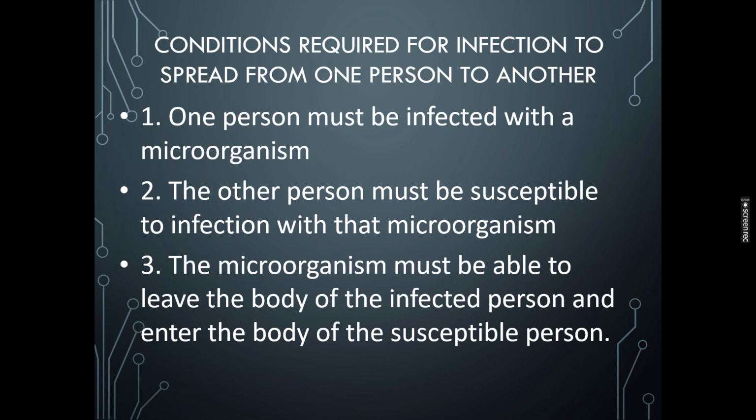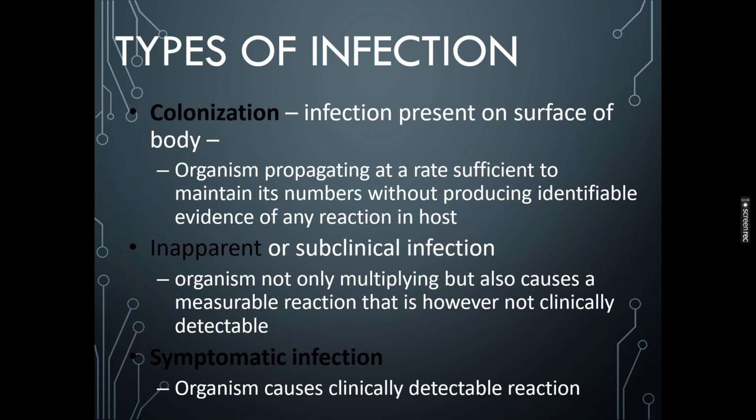For the other person to get infected, there should be some susceptibility, so that bacteria can enter the healthy person's body. For example, if the person's immune system is weak, the microorganism can easily enter and multiply there. Then the microorganism must be able to leave the body of the infected person and enter into the susceptible person.